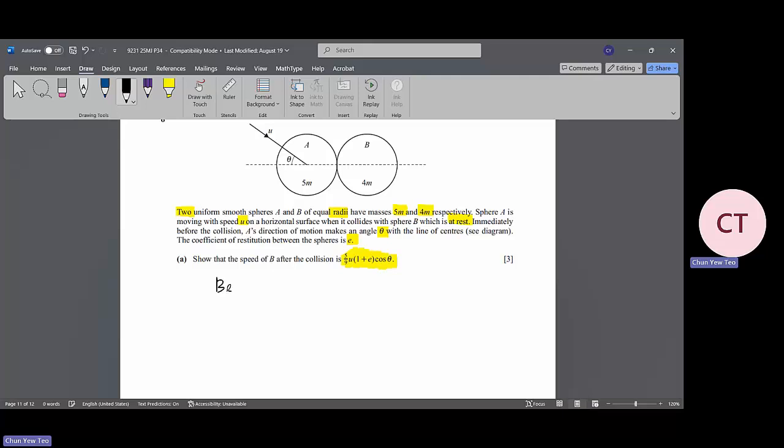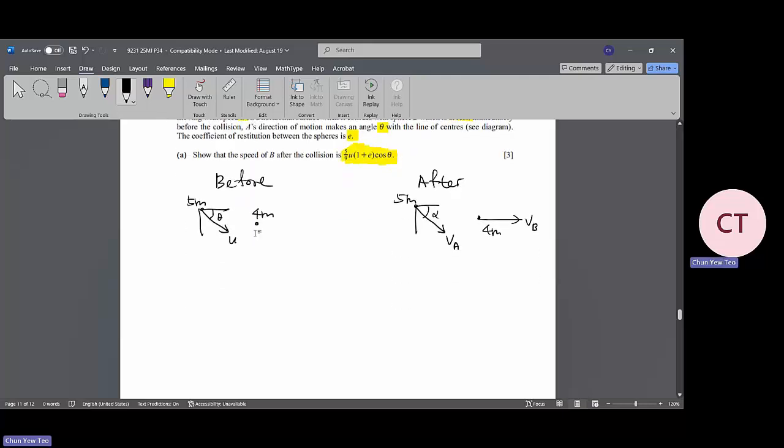Usually I will just write before and after. So before, I give a diagram that this is the 5m, this is the u, this is the theta, then this is at rest, is 4m. Then after you collide, this is the VB, then the VA, I still assume that the direction will be going downward as this, but this angle has changed to become the VA. This is the 5m. Okay, so we have before and after.